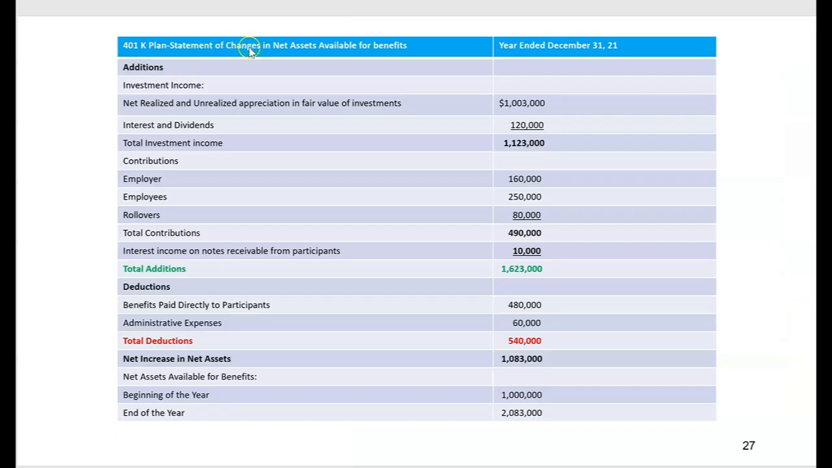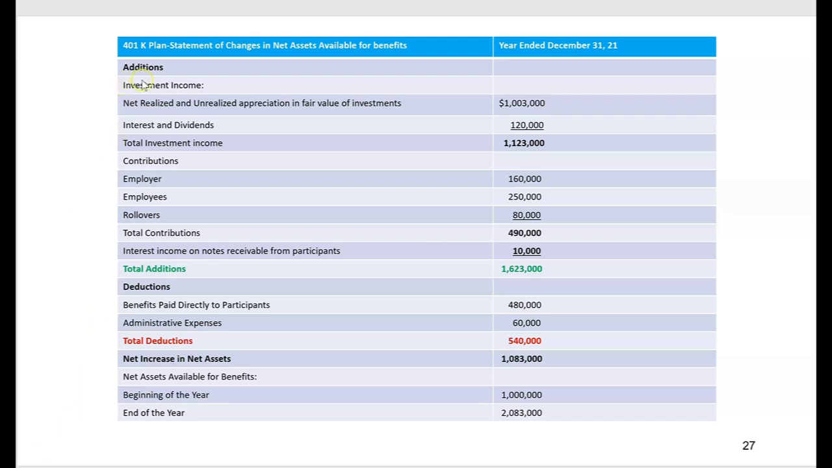So here's the statement of changes in net assets available for benefits for the year ended December 31st, year 21. Not because I think you're going to have to prepare one of these on the exam, but just know something about it. This is like the income statement for the plan. You have additions minus deductions equals the change, the net increase in net assets. So in green here I have total additions. We'll go through what those additions might come from. Then in red we have the deductions, and then the net increase in net assets. So here it's not assets, liabilities, and net assets. It's additions, deductions, and net increase in net assets.